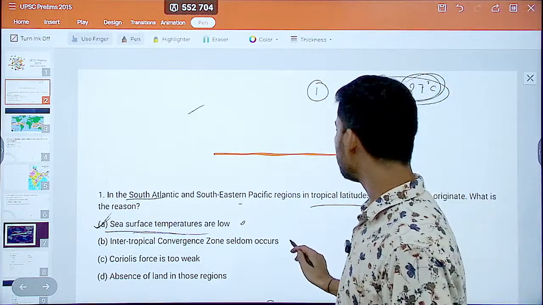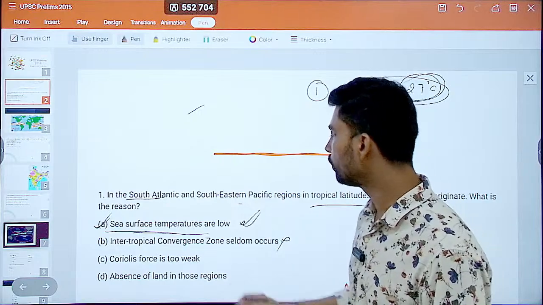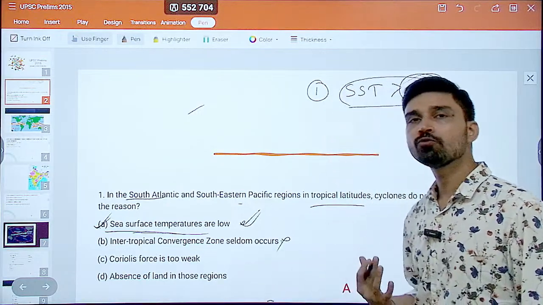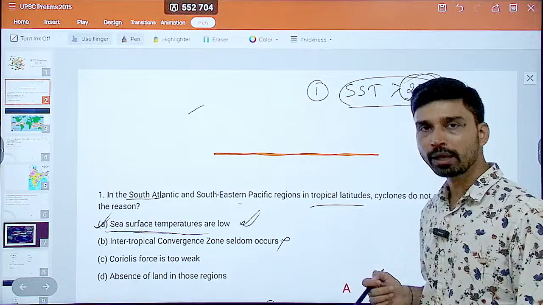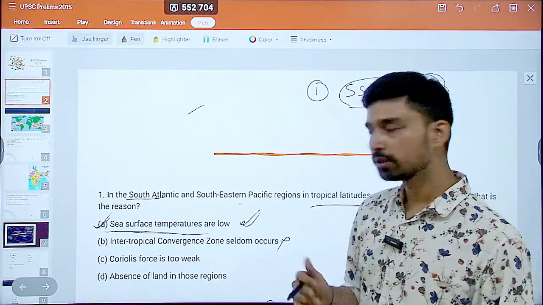ITCZ seldom occurs, that is incorrect. ITCZ occurs in these areas as well. Coriolis force is too weak, that is incorrect. Coriolis force depends on the value of the latitude angle, and latitude angle is the same either in North Atlantic or South Atlantic if you talk about the same areas.